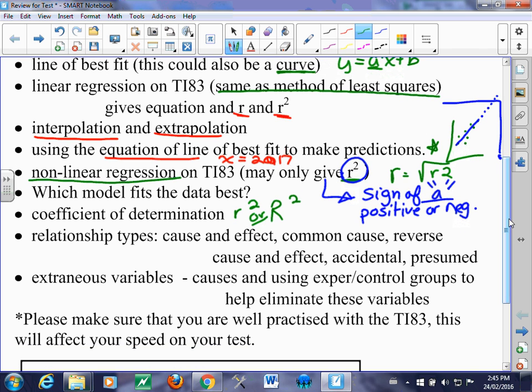Which model best fits the data? I would say whichever one has the closest R value, and go with that, or whichever one fits the data the best. We already did the coefficient of determination up here. Relationship types, make sure you check out the handout that I gave you on that one. Make sure you know all the different kinds, as well as the extraneous variables.